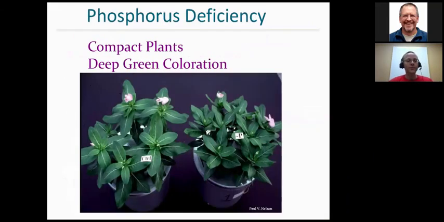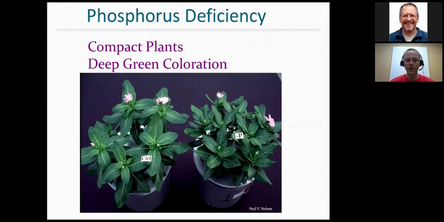And if you're a plug producer, this is something that you probably know quite well. We actually use this to our advantage to get more compact plants and a deeper green in our crop by limiting phosphorus. But there's a limit to what we can do. If we limit phosphorus too much, we'll start to see some of the other symptoms.